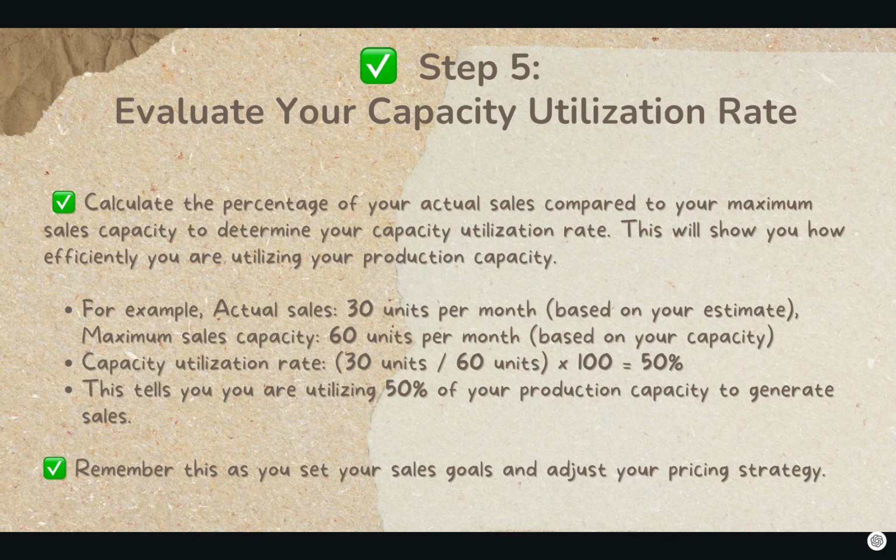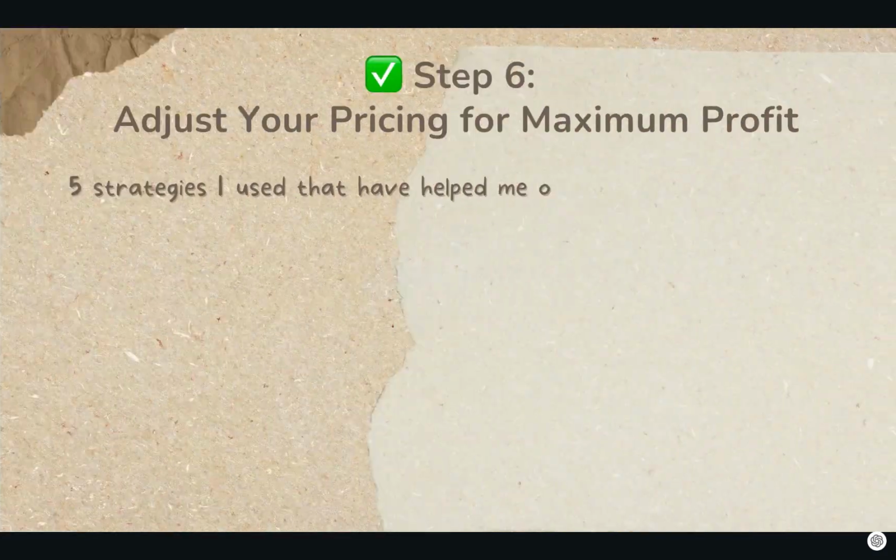And in order to calculate the capacity utilization rate, we need to take the actual sales divided by the maximum sales capacity. So in this case, the actual sales of 30 units divided by the maximum sales capacity, which is 60 units, and we times it by 100 and we get 50%. And this tells you that you are utilizing 50% of your production capacity to generate sales. Now remember this as you set your sales goal and adjust your pricing strategy.